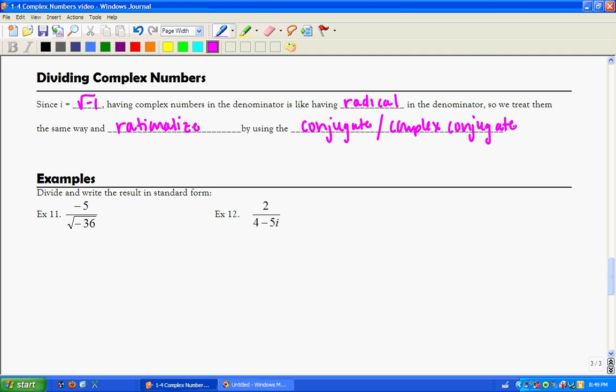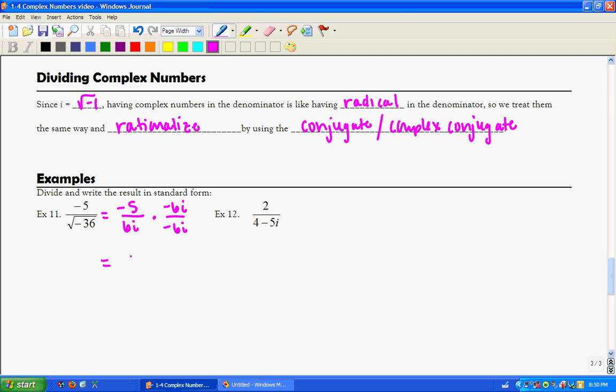So to divide and write the result in standard form, it's kind of like multiplying. If you have radicals, you need to change them to i's first. So we would have -5 over 6i. So if the complex conjugate, which we learned before in multiplying, is the opposite of the bi part, then we need to multiply this by -6i. And whatever we do on the bottom, we need to do on the top.